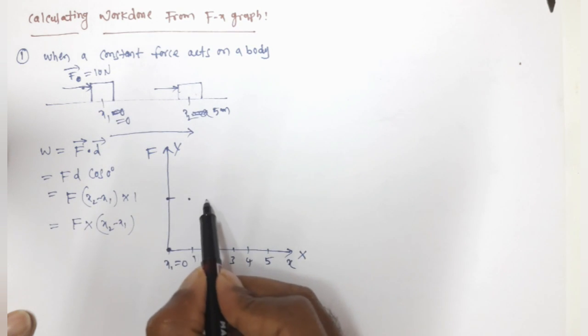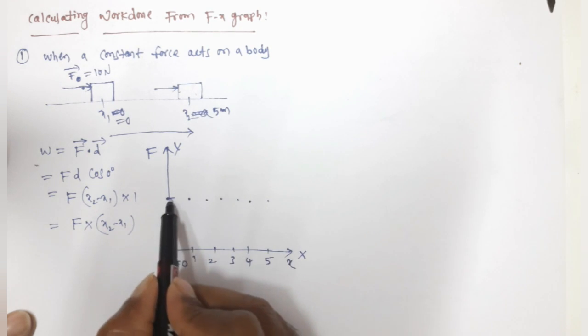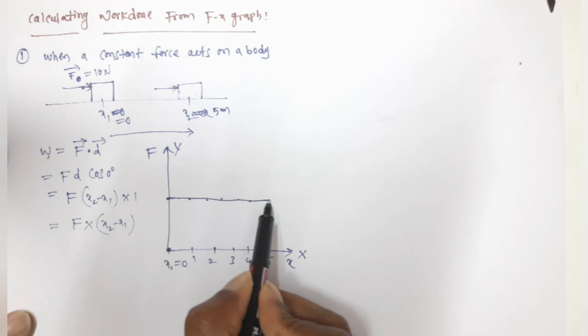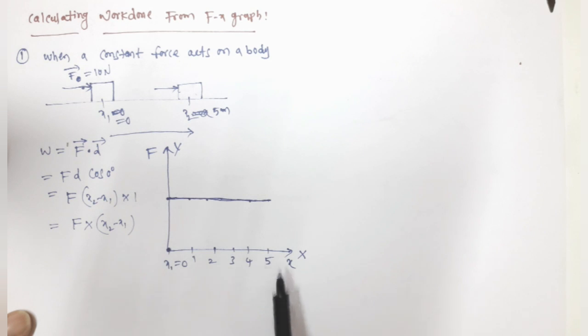So how do we get the points? We get points like this, right? Now add all the points. What do you get? You get a straight line. So when you take a graph between force and displacement of the body, force acting on the body and displacement of the body, we are getting a straight line. This is the straight line we are getting.